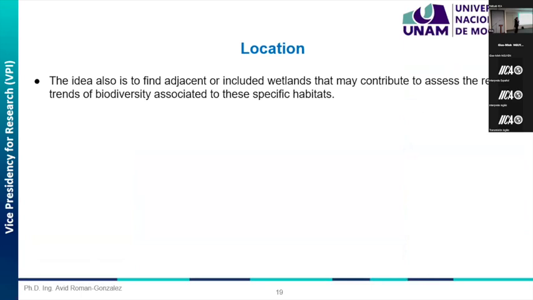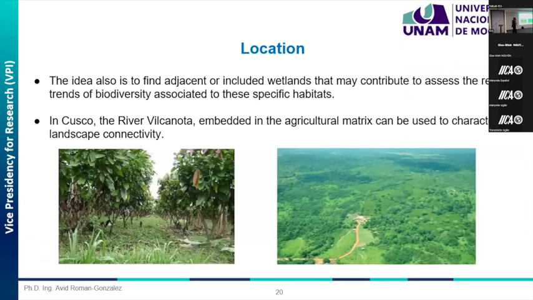The idea is not only to observe the farming process, but also adjacent areas that can have different ecosystems that could help to improve the farming activities. So in this region we have the Vilcanota River, which embeds all the agricultural metrics in this region, and we can use them to characterize all the landscape connectivity that could be important for improving the farming activities.